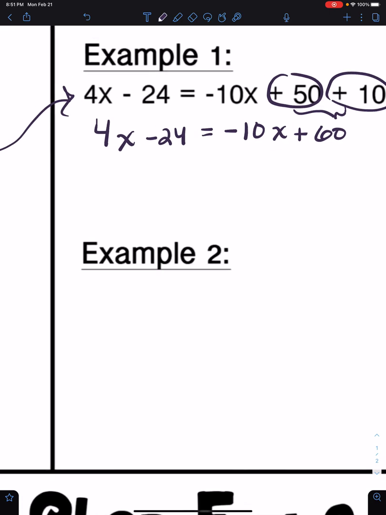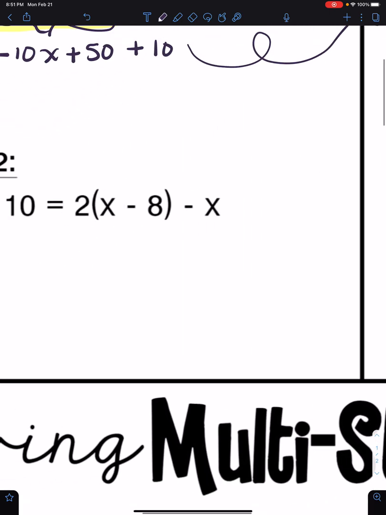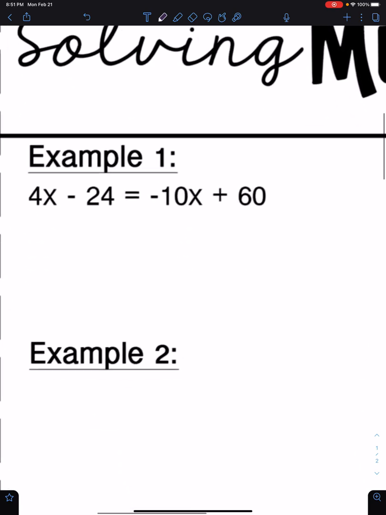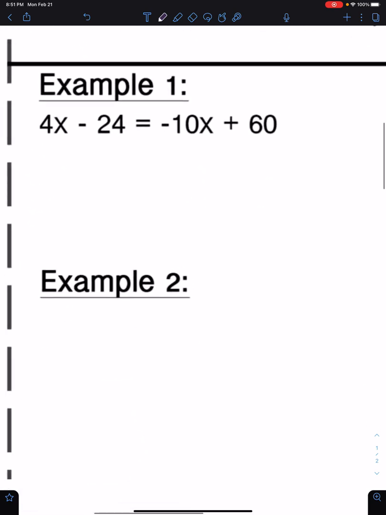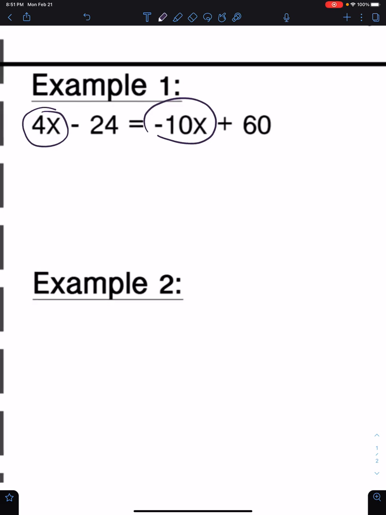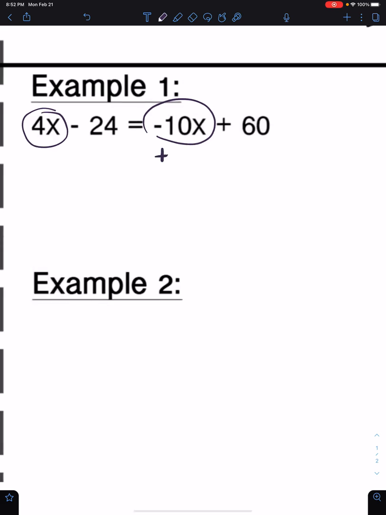The next step is to get the variables on the same side. So here are my variable terms, 4x and negative 10x. It doesn't really matter if you subtract 4x from both sides or if you add 10x to both sides. I personally like to have the variable term on my left. So I'm going to add 10x to both sides. 4x plus 10x is 14x.